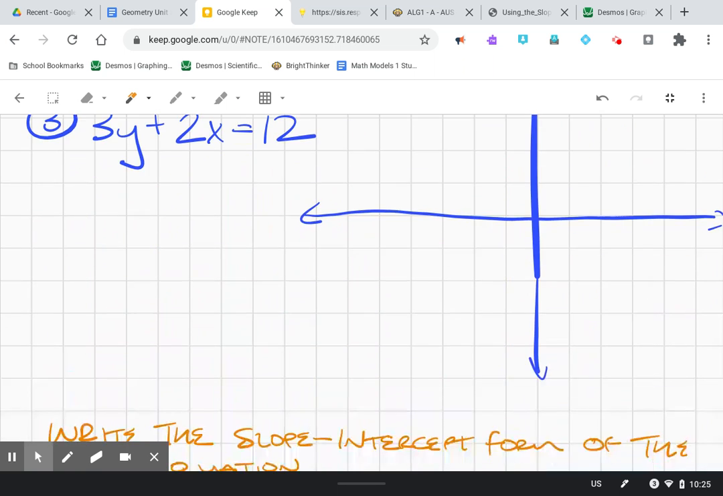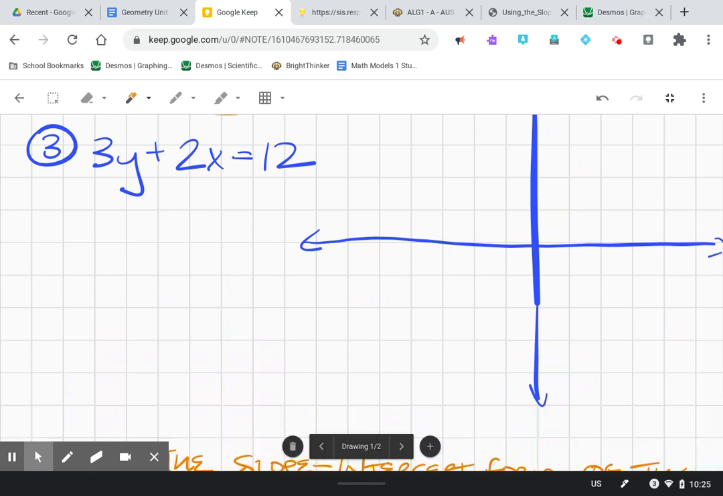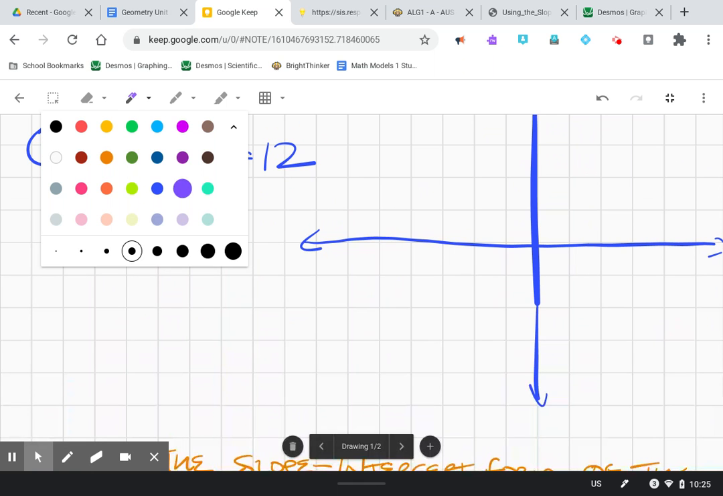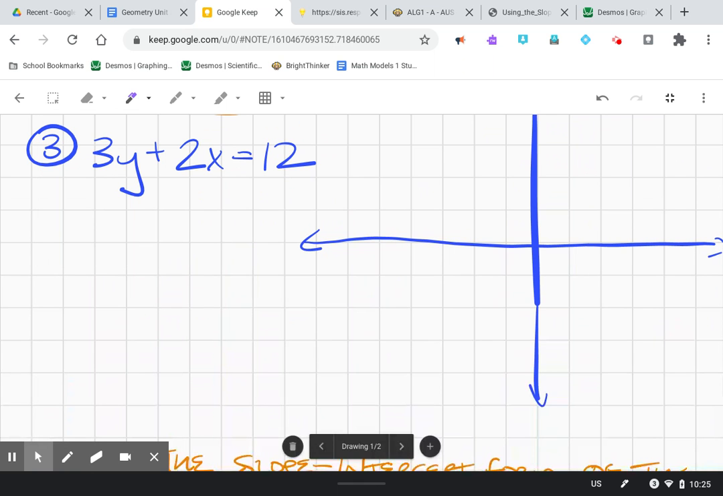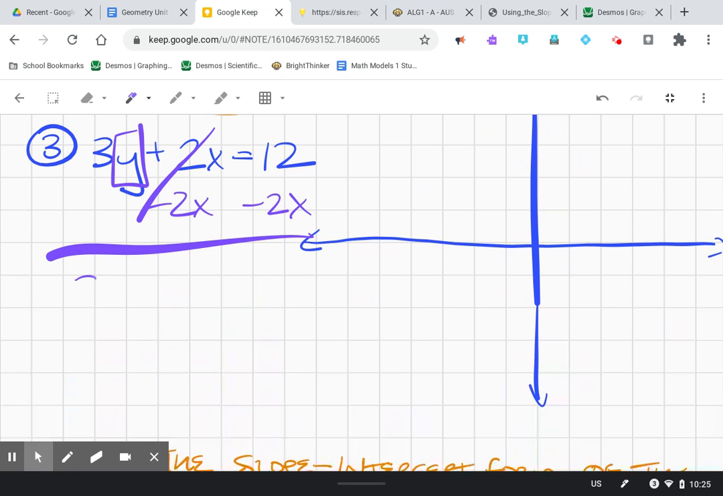So that's pretty much what you're doing here. Let's look at one more example. This one's, again, not set up for us, so we're going to need to rearrange it. We want to get the y by itself. So we're going to start by subtracting 2x. We're going to move that x across. We're going to be left with 3y still on this side equals negative 2x plus 12.